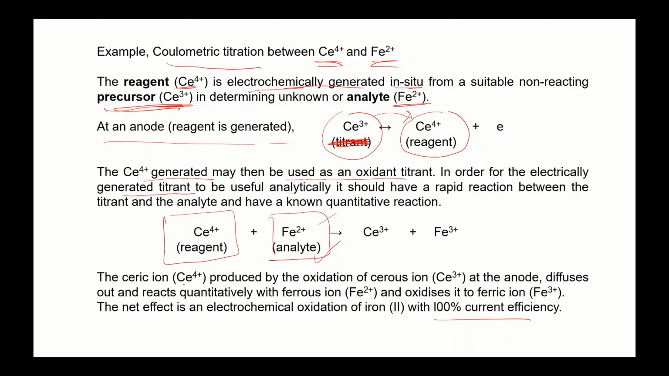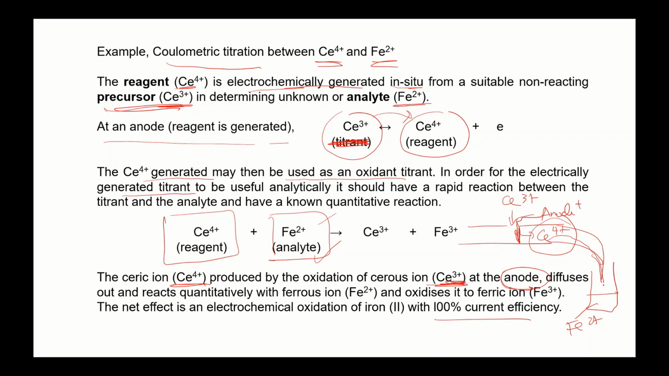Cerium 4 as reagent is produced from this precursor at the anode. For example, this is cerium 3, so it will go into the cell. This is the anode, the positive electrode. It will generate cerium 4, which acts as titrant. Here the solution contains ferrum 2 as analyte. So you will monitor the process of this titration between the cerium 4 titrant or reagent and this analyte.